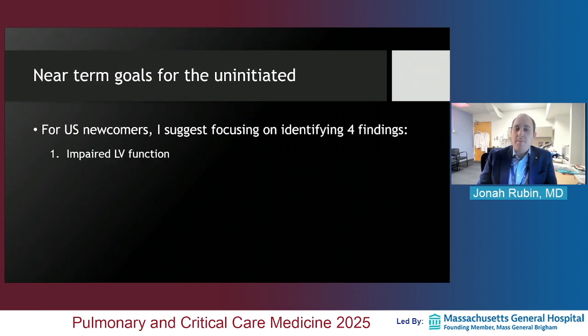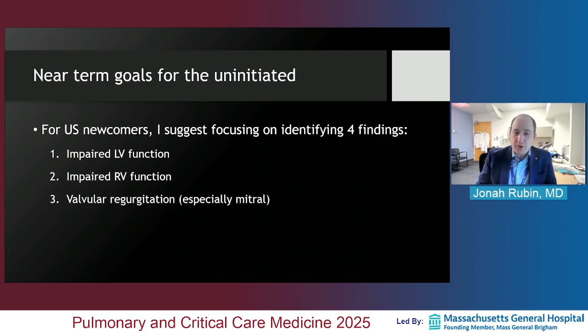So the first would be impaired LV function. Of course, when you find impaired LV function, you have to determine whether or not it's acute or chronic, which is a clinical correlation. Impaired RV function with the same caveats. Valvular regurgitation. You don't want to miss acute MR in the medical ICU. Very easy to do without an echo. And a pericardial effusion, which might be part of your diagnosis of cardiac tamponade.